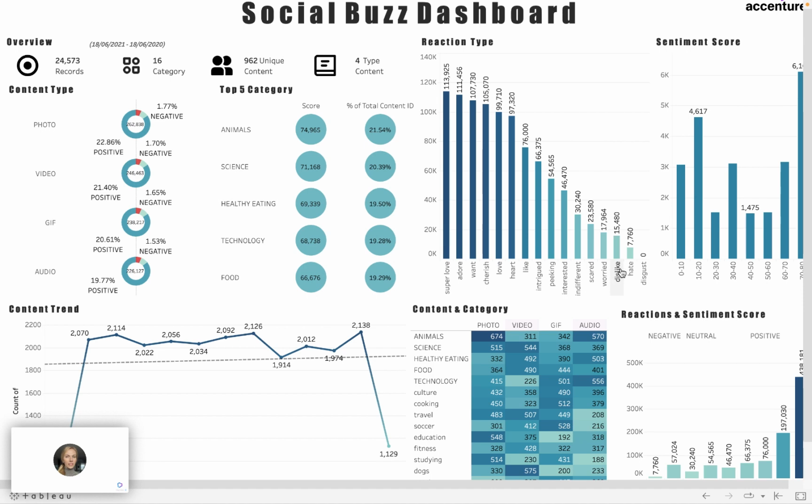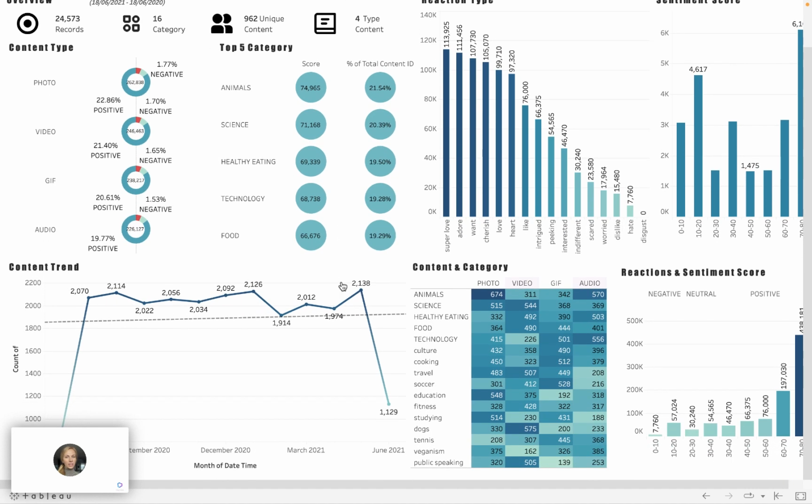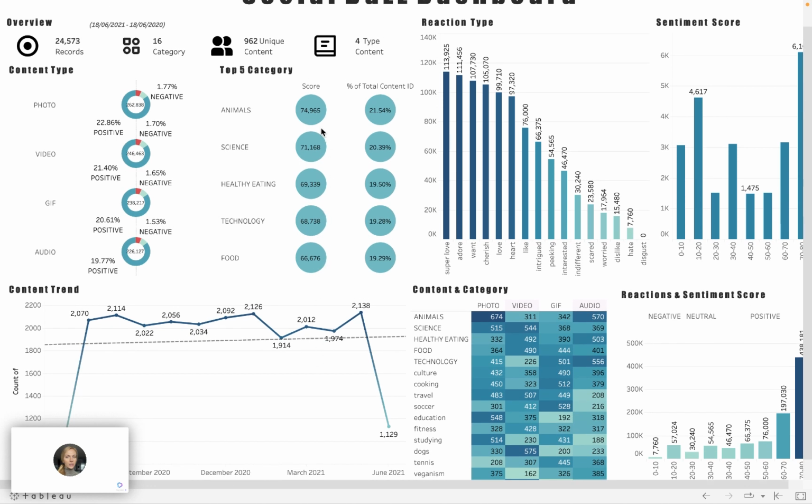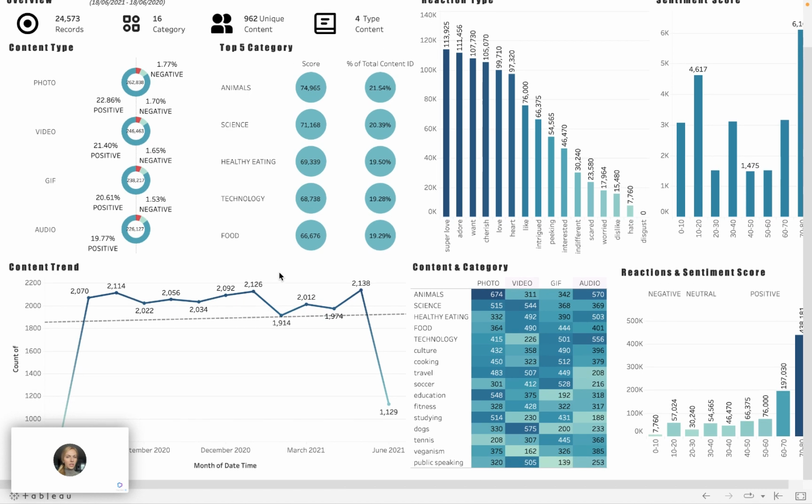The temporal analysis shows that the highest count of social buzz occurred in May 2021, while the lowest count was observed in June 2020. Monthly counts ranged between 1,900 and 2,000, indicating a relatively consistent level of social media activity. The category animals has the highest score, indicating a positive sentiment, while public speaking has the lowest score. The top 5 categories with the highest mean scores are animals, science, healthy eating, technology, food.